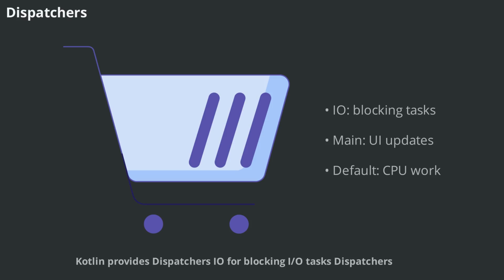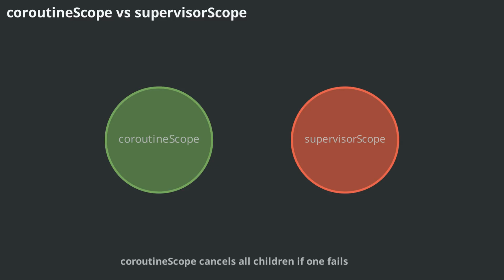Kotlin provides dispatchers: Dispatchers.IO for blocking I/O tasks, Dispatchers.Main for UI updates, and Dispatchers.Default for CPU-intensive work. Choosing the right dispatcher ensures your app remains responsive and efficient. coroutineScope cancels all children if one fails, while supervisorScope allows other children to continue even if one fails. Use coroutineScope for strict error handling and supervisorScope for independent tasks.